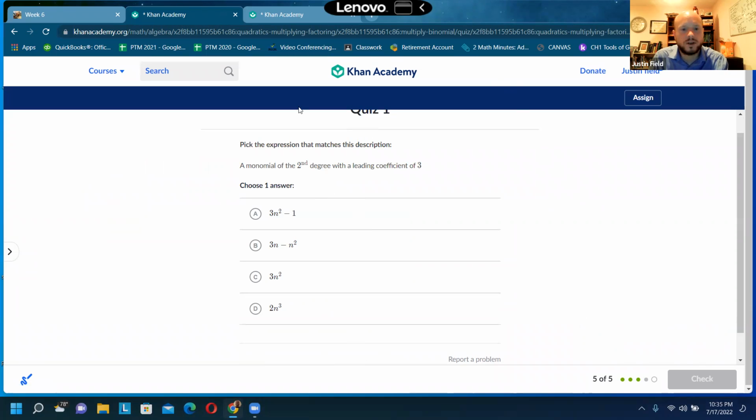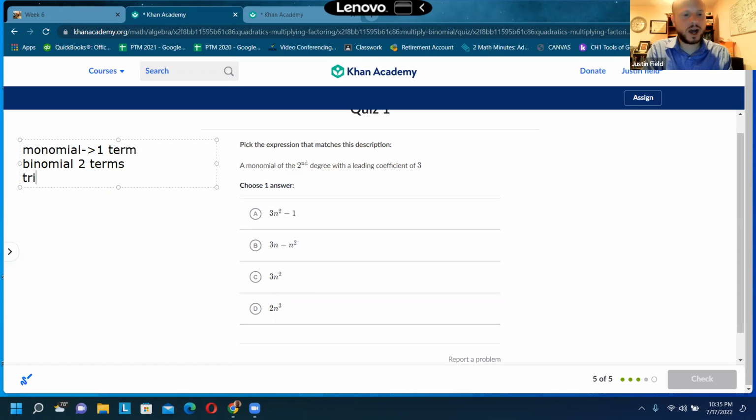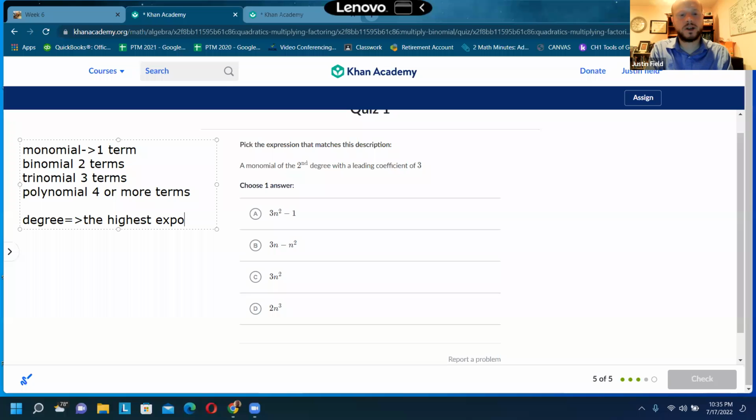Oh, better talk about these nomials. Monomial means one term. Binomial, 2 terms. Trinomial, 3 terms. Polynomial, 4 or more terms. Oh, degree. That is just the highest exponent.